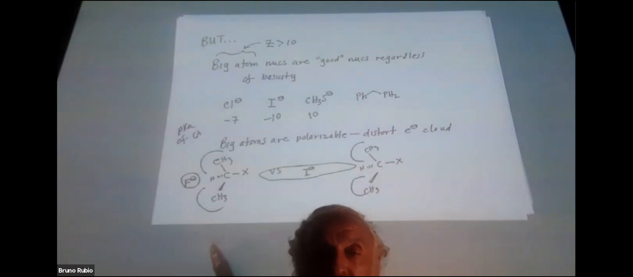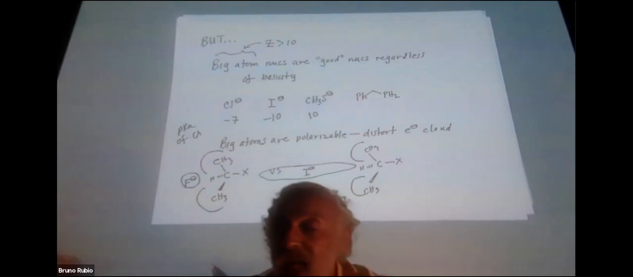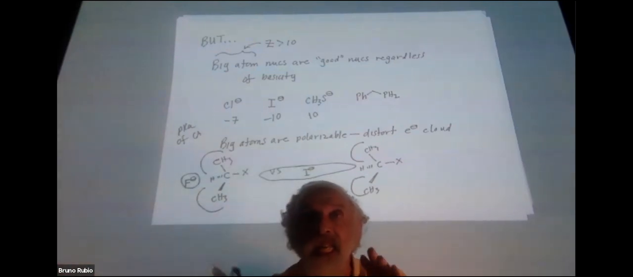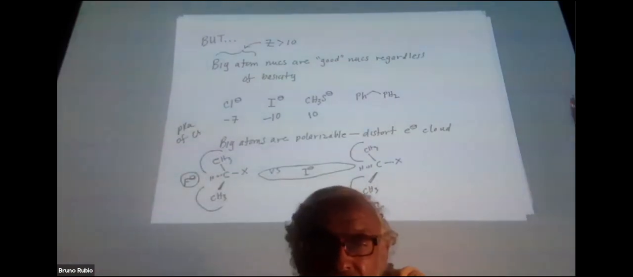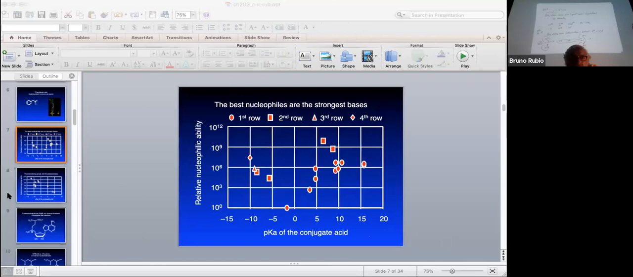So the best nucleophiles for SN2 are anionic strong bases, but there are two important exceptions we always have to keep in mind: the nucleophile cannot be sterically hindered, and if it is a big atom, it can be a good SN2 nucleophile anyway. All right, so let's look at some pictures where we're trying to put this on a quantitative footing.